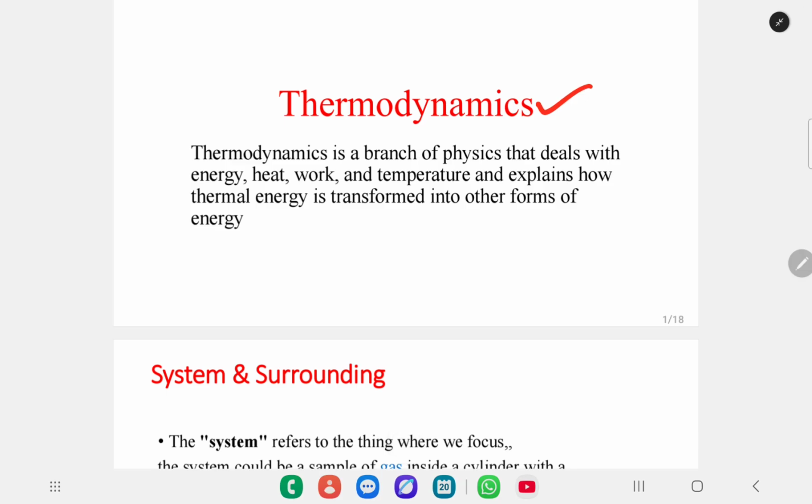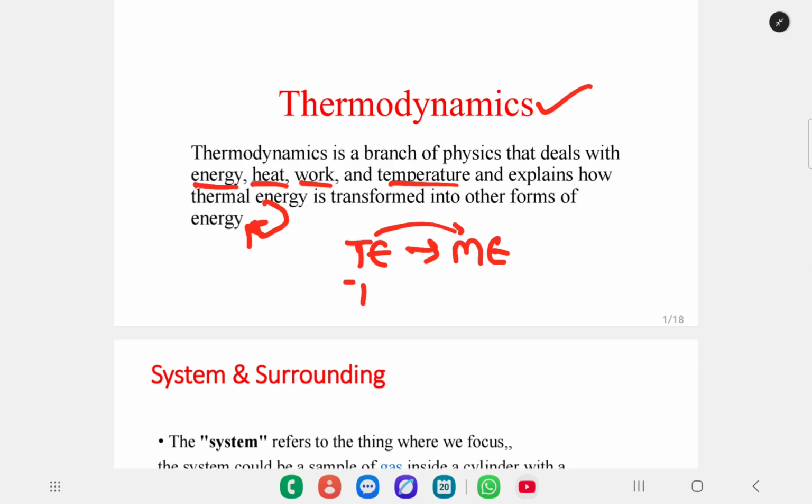So what is thermodynamics? Thermodynamics is a branch of physics that deals with energy, heat, work and temperature, and it also explains how thermal energy is transformed into other forms of energy. We know thermal energy can be converted into several other forms of energy, like thermal energy can be converted to mechanical energy. How? Example, in a steam engine, heat energy converts water into steam, which can move the turbine. So we can say thermal energy is converted to mechanical energy here. That is in power plants, etc.